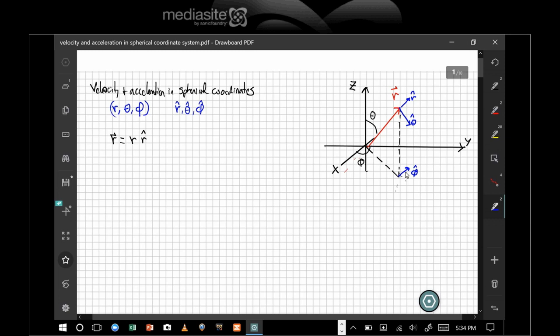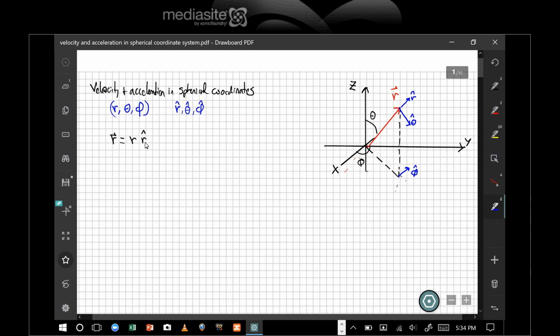So R hat dot theta hat is going to equal 0. R hat dot phi hat is equal to 0. Okay, so those are my unit vectors. And now what I want to do is write down velocity in terms of those.